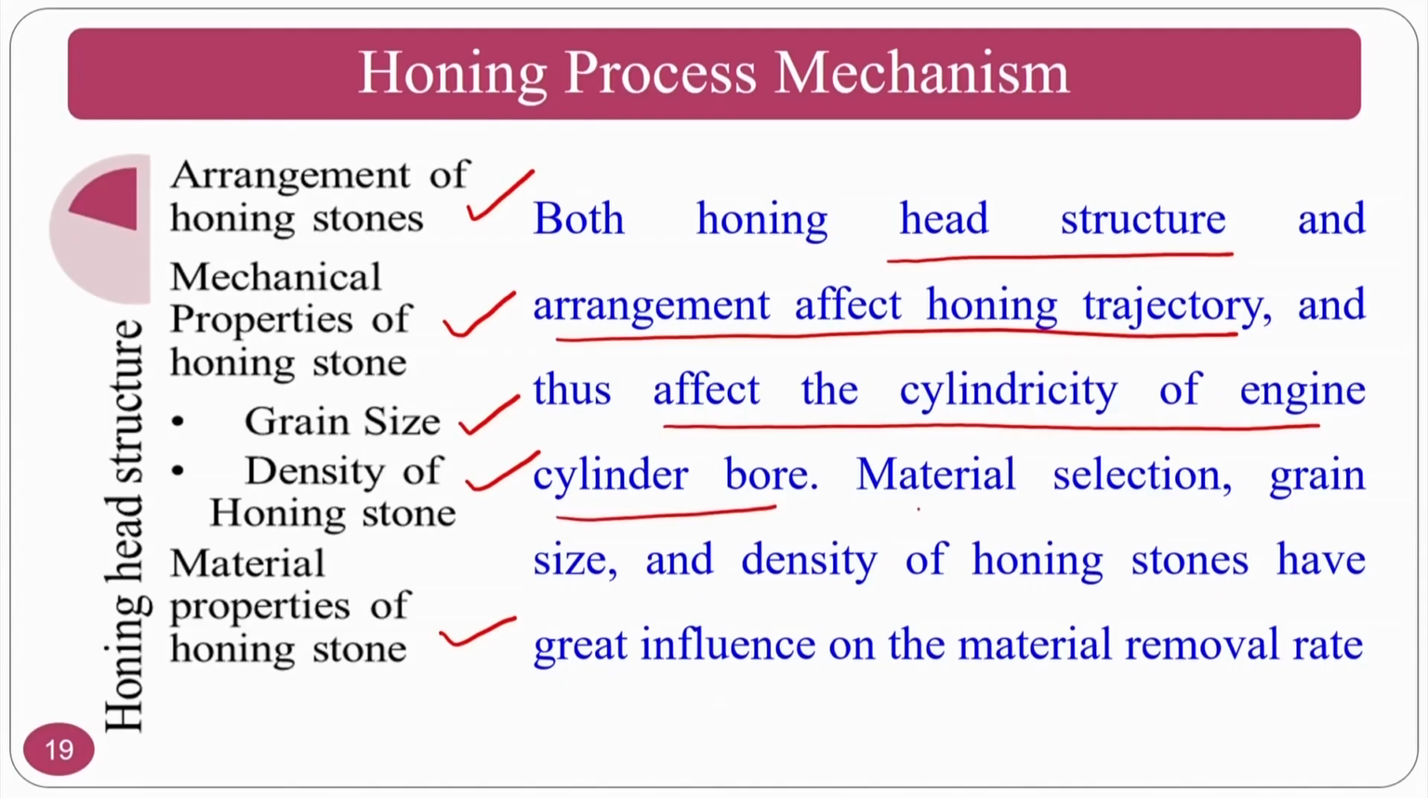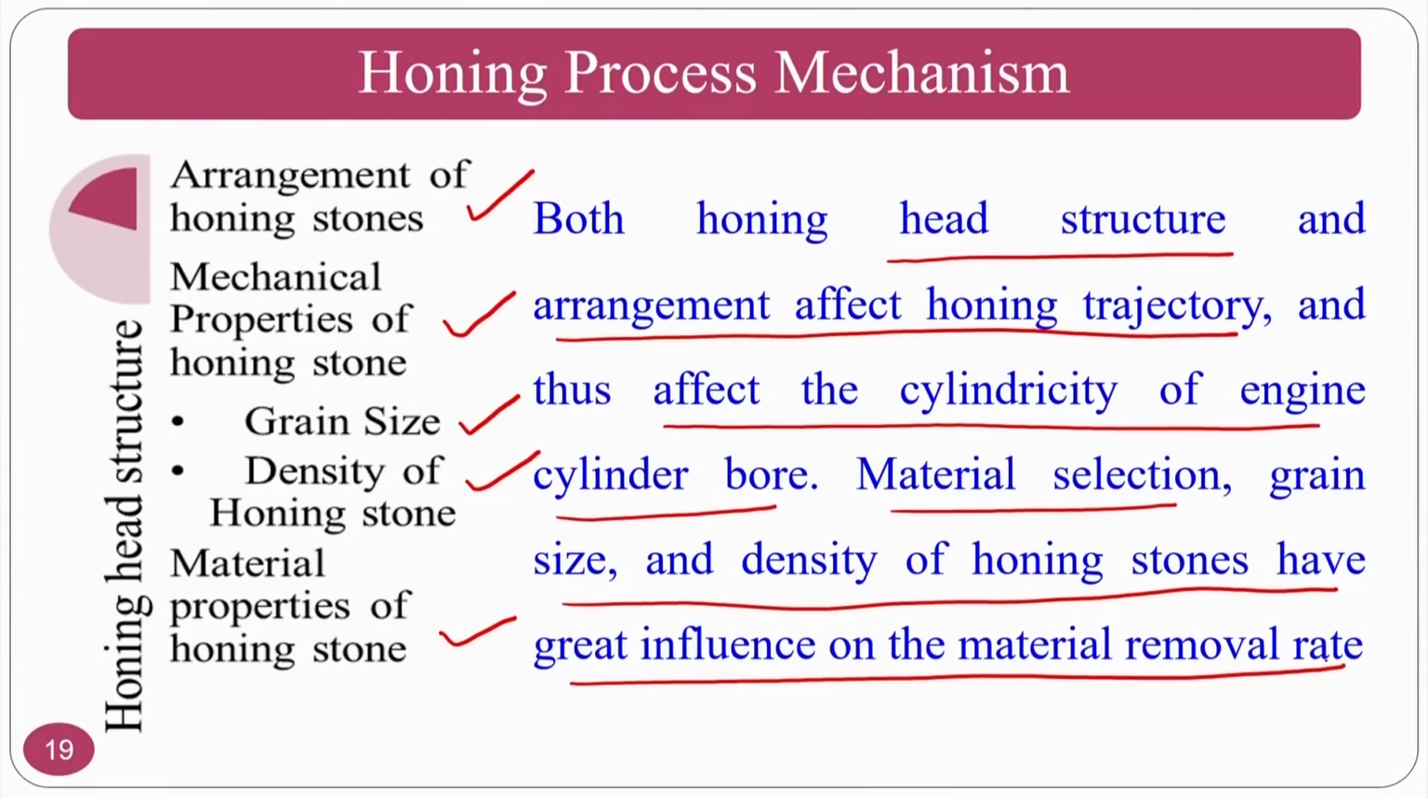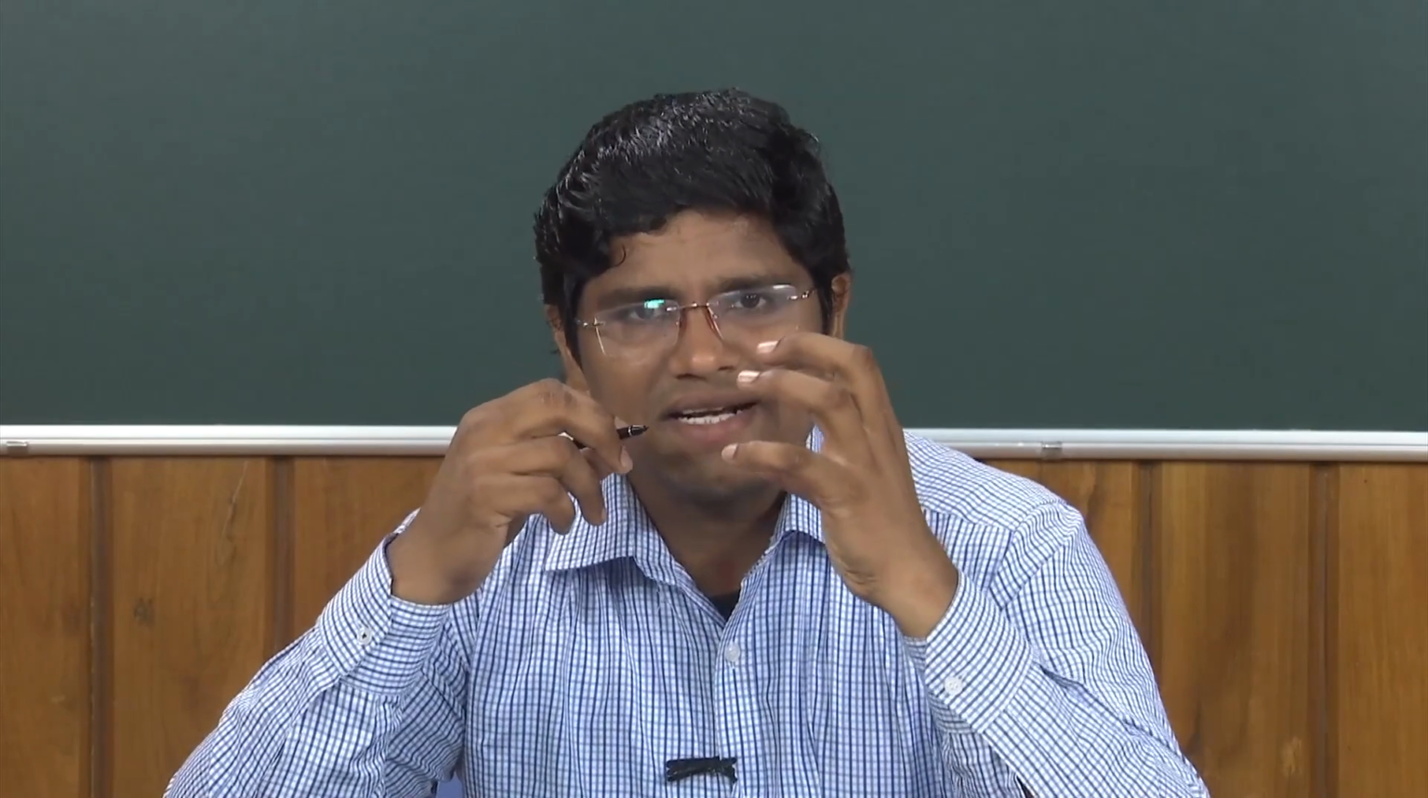That means material selection, grain size, and density of the honing stones have great influence on the material removal rate. If the grain size is large, what will happen? The material removal rate will be high. If the density is very high, the material removal rate will be very high. Okay. So, these all play a major role in the material removal.